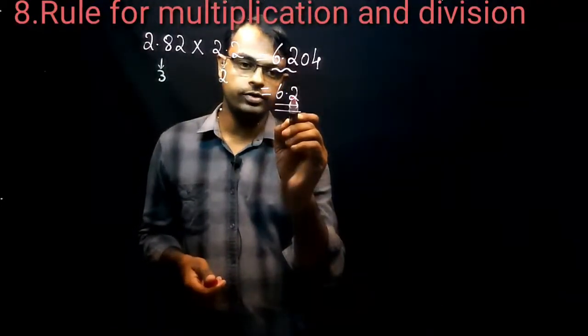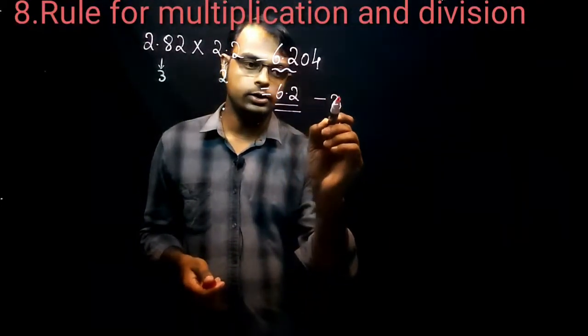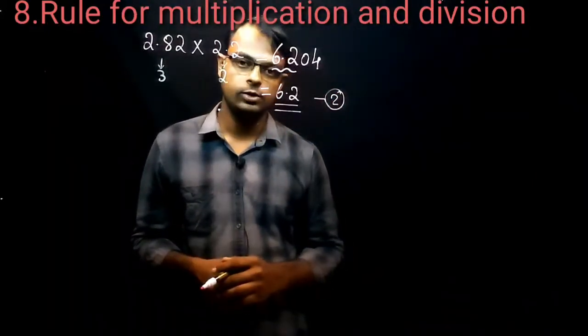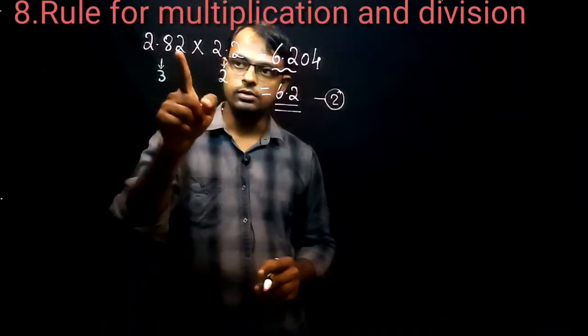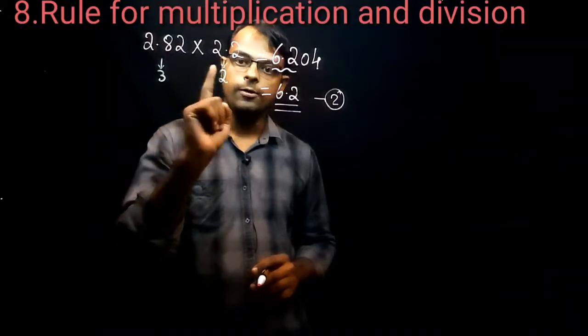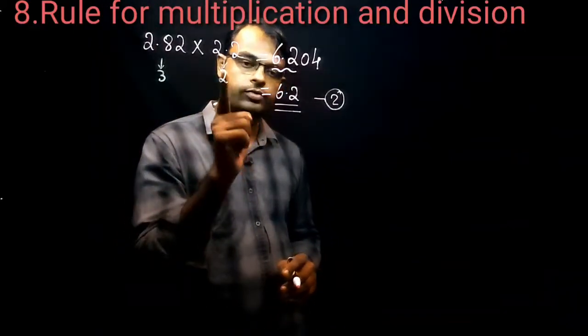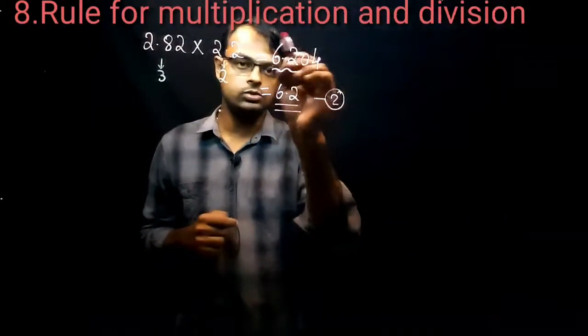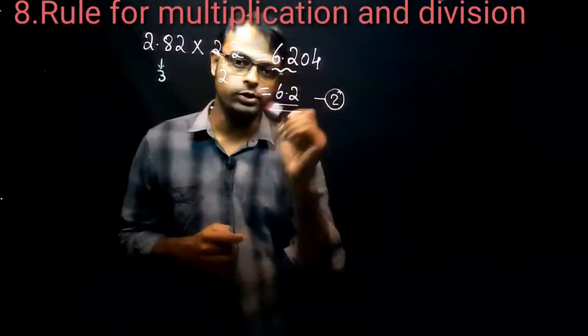So how many significant figures are here? There are only 2 significant figures. I hope it is clear. So in the given numbers, the least number of significant figures must be the number of significant figures in the final answer. So note this one, we can write this answer as 6.2.